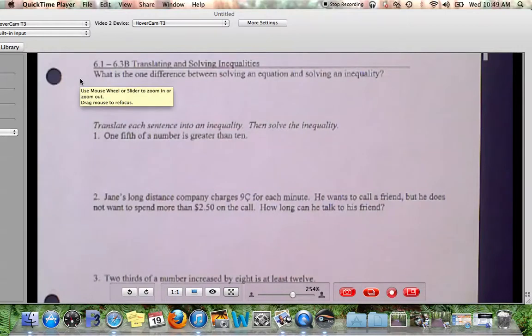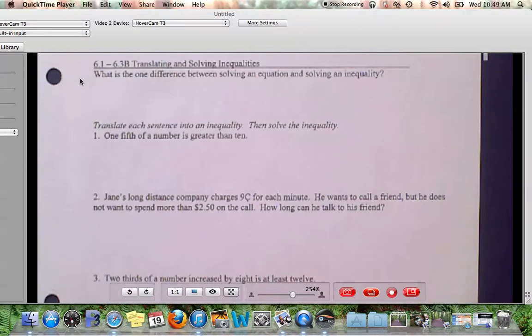This lesson focuses mostly on translating inequalities, but we will also continue to practice solving inequalities as we're translating these. And we'll solve some more difficult inequalities on the back side here.